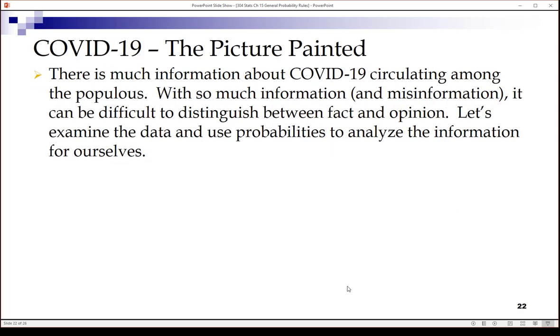Okay, so there's a lot of information about COVID-19 circulating amongst the populace. With this much information or misinformation getting passed around, sometimes it's difficult to know what's fact and what's opinion. So we're going to let probability tell us what is fact and what's opinion. We're going to let it be our guide. I would like you to finish the rest of this lesson in Canvas and answer these questions. I'm not going to say that there's a right or wrong answer. I'm just going to let you answer on your own and make up your own decision. But if you answer these questions, I'll give you a little bit of extra credit.